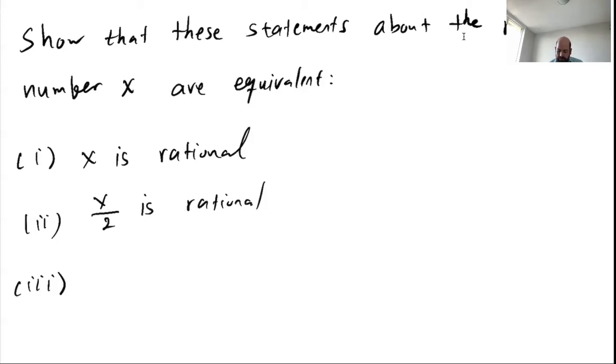Where a plus b and 3b are integers, right? Since a and b are integers, and 3b is not equal to 0. Again, since b is not equal to 0. So again, I showed that x can be written as some numerator over denominator, where both numerator and denominator are integers, and denominator is not equal to 0. And then that means x belongs to Q.